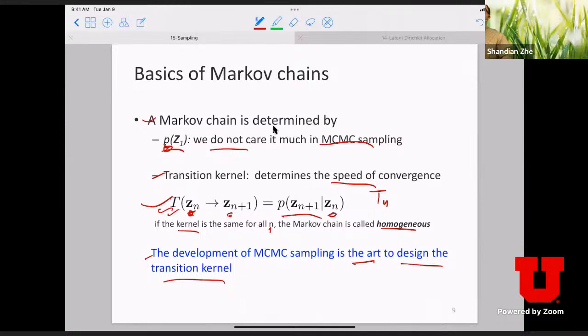I do not care means that I don't want the distribution of the initial state to influence the final state. That's the goal, right? Because we want our chain to converge to the true posterior, starting from whatever distribution. That's our goal. But that does not mean every chain will satisfy that. You have to make sure your chain satisfies some property to ensure it is invariant to the initial state's distribution.